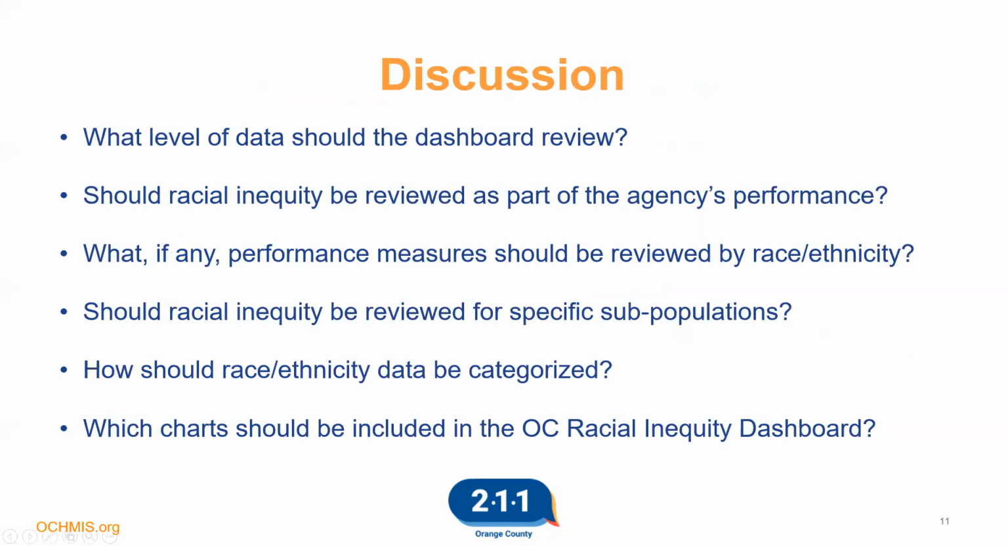So now we can talk about it, and I also have a little poll for everyone to do. So let me launch that. Please take a minute, answer the poll. The questions are: what level of data should the dashboard review? Should racial inequity be reviewed as part of the agency's performance? What, if any, performance measures should be reviewed by race or ethnicity? Should racial inequity be reviewed for specific subpopulations? How should race and ethnicity data be categorized? And which charts should we include in the racial inequity dashboard for Orange County?